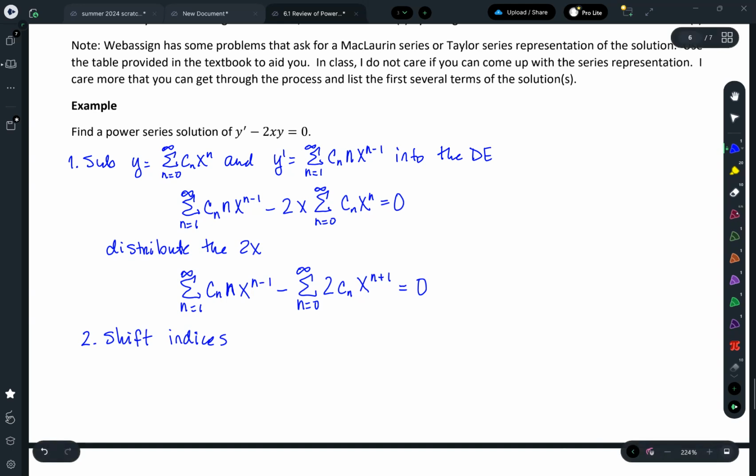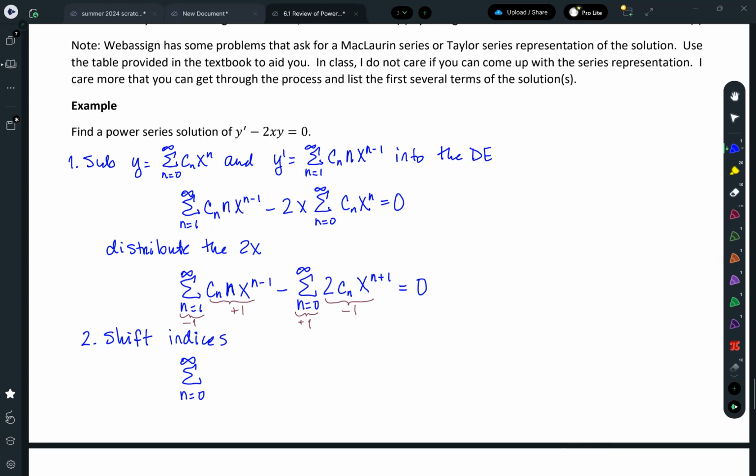Okay, so in the first series, it looks like in the sequence I need to add 1 so that I can get an x to the n, which means in the counter I subtract 1. In the second series, I want x to the n, so I need to subtract 1 everywhere there's an n, and to balance that, in the counter I need to add 1. And so I do that. I get the sum, n goes from 0 to infinity since I subtracted in the counter.